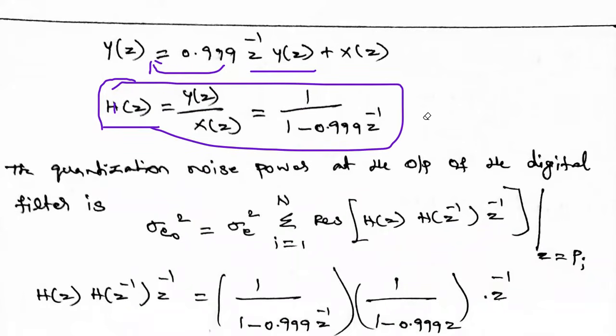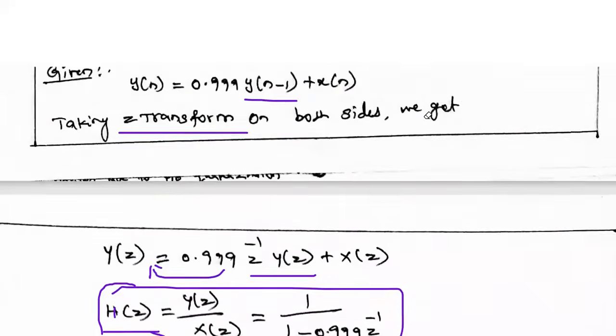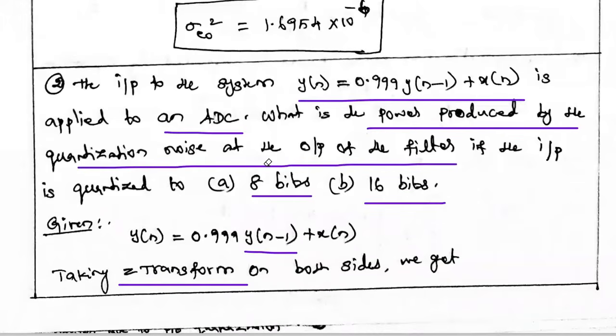And the next step, for two different quantizations, we have to find out. First, if the quantization bits is 8 bit, we have to calculate the quantization noise power, and if the quantization bit is 16 bit, we have to calculate it as well.